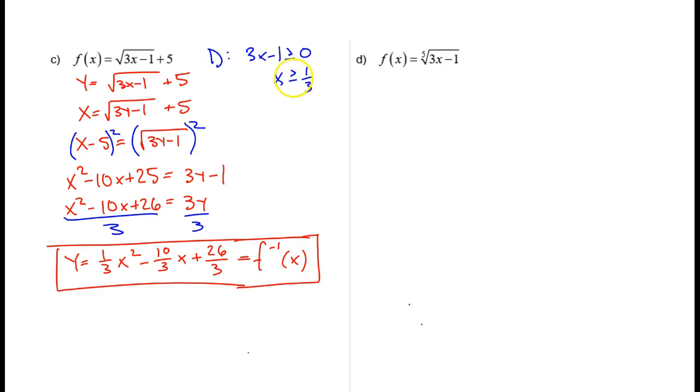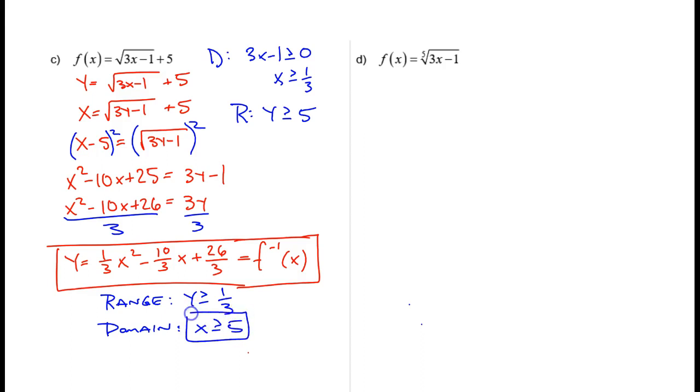If you recall, the domain of the original function is the range of the inverse. So the range of this function is going to be y is greater than or equal to 1/3. Okay, so now let's talk about the range of this function f. Well, the smallest f can be is when the thing under the square root equals 0. Square root of 0 plus 5 is 5. So the range for this function is y is greater than or equal to 5. So that becomes the domain of my inverse. x has to be greater than or equal to 5.